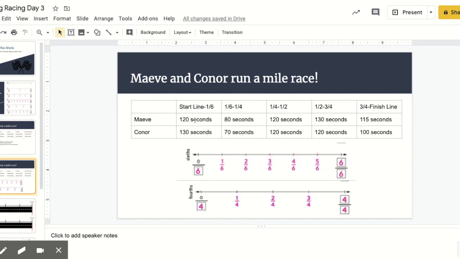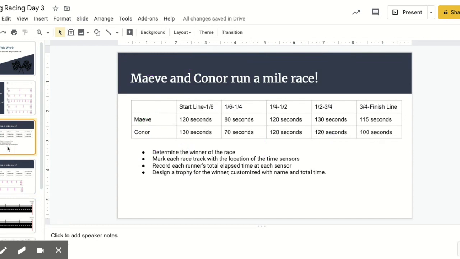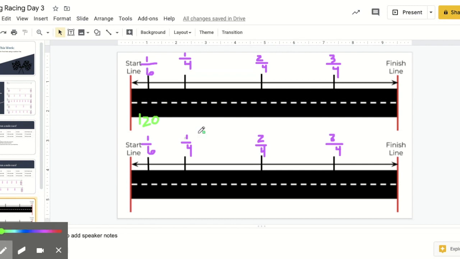Let's do Maeve first. So from the start line to 1/6 of a mile, she ran for 120 seconds. So I want to record that. So I'm going to put from the start line to 1/6 was 120 seconds. From 1/6 to 1/4, it was 80 seconds. Okay, but oops, I made a mistake here. I need to do the total elapsed time. So 120 plus 80 would be 200.